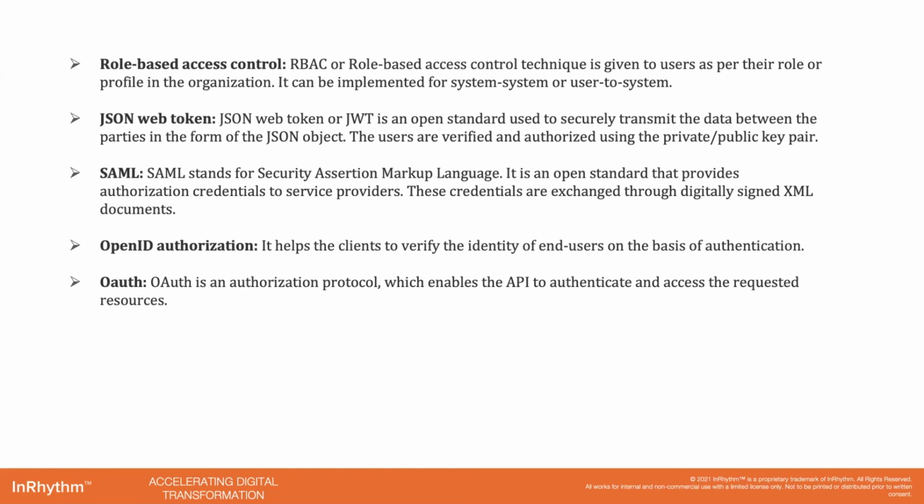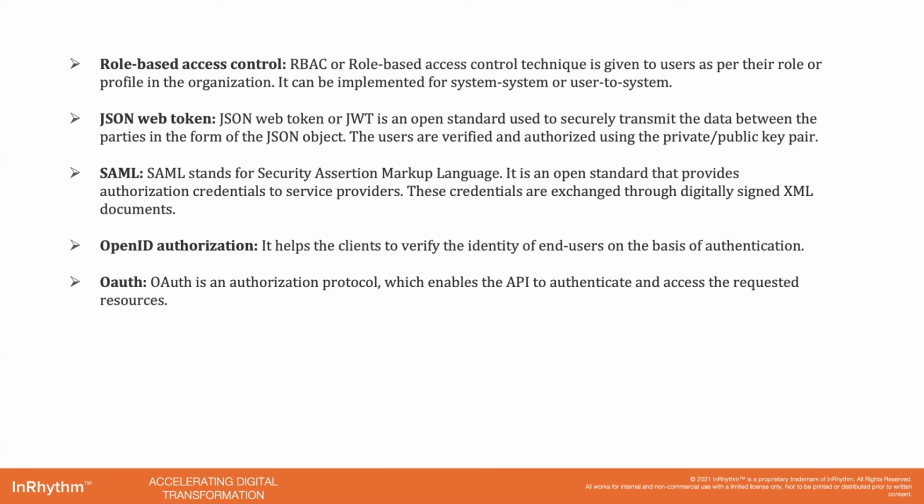The second type of authorization is using JSON Web Tokens, which we call JOTs. It's an open standard used to securely transmit data between parties in the form of a JSON object. The users are verified and authorized using a private-public key pair. Next we have SAML. SAML stands for Security Assertion Markup Language. It is an open standard that provides authorization credentials to service providers. These credentials are exchanged through digitally signed XML documents.